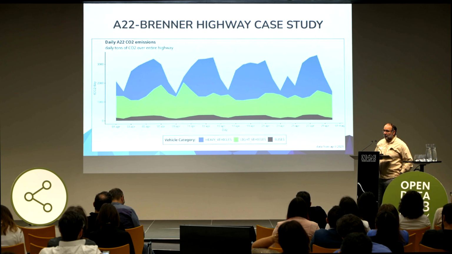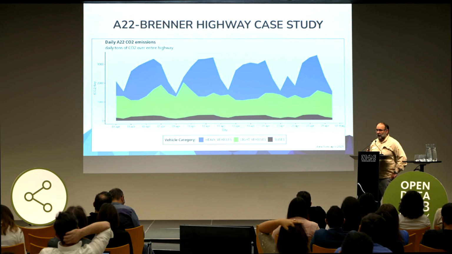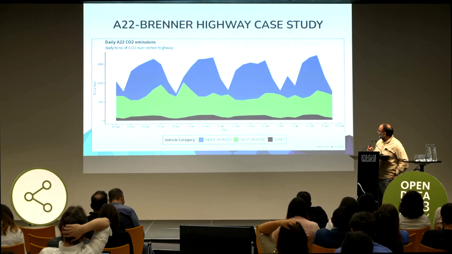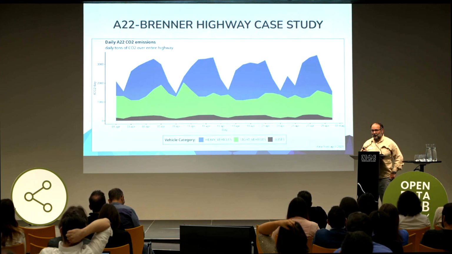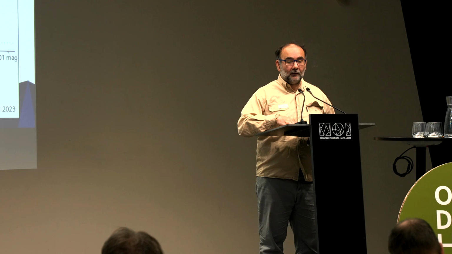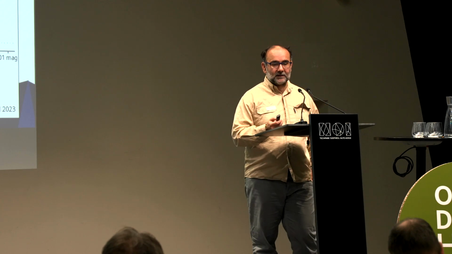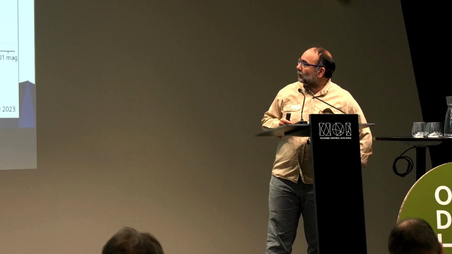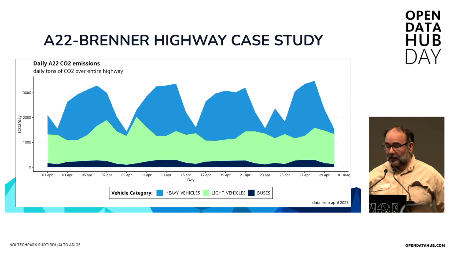This is another example. At a given traffic station, in this case Bolzano, we can see a weekly pattern of emission, and we see very clearly the minimum of CO2 emission in the weekend, where heavy-duty vehicles are not circulating, and so the blue line has its minimum. On the other hand, we see the weekly patterns of light vehicles, which have very different features.